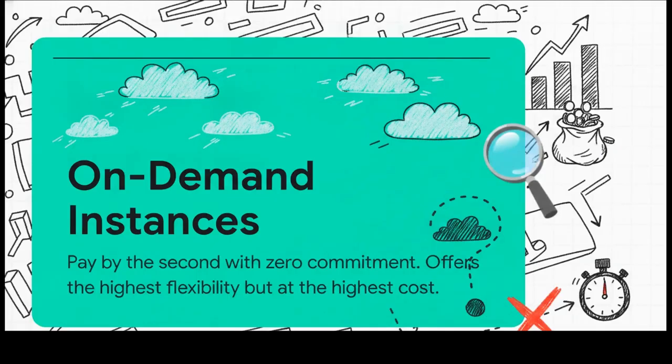Let's start with our baseline, on-demand instances. With this, you are paying by the second with a 60-second minimum, and there is zero commitment, none. It gives you the highest flexibility possible, but, you guessed it, at the absolute highest cost. Now, it's perfect for unpredictable workloads, short-lived testing environments, or bursting capacity when things get crazy. But using it as your default for long-term production? Yeah, that's a massive financial mistake.